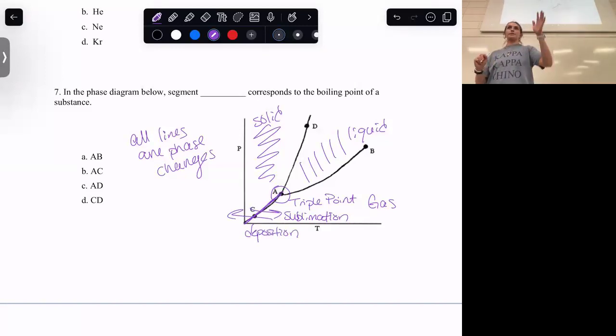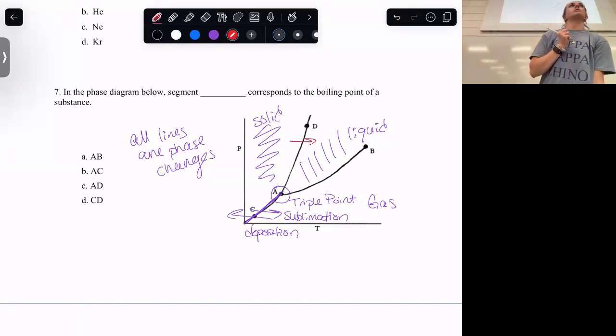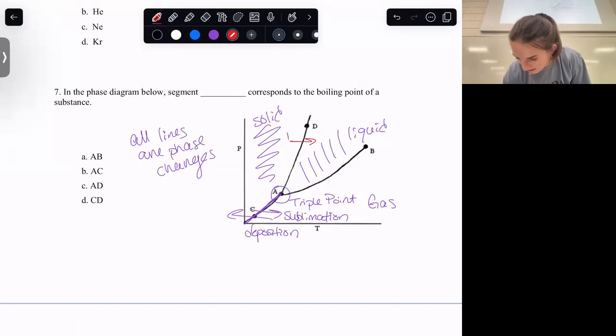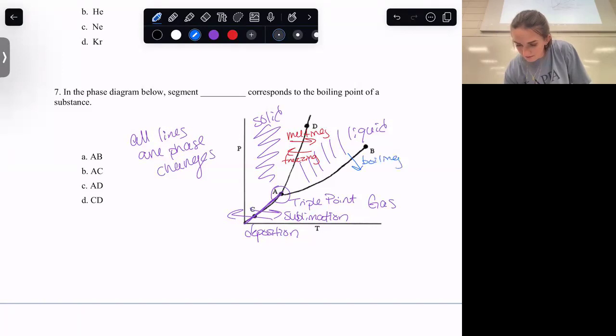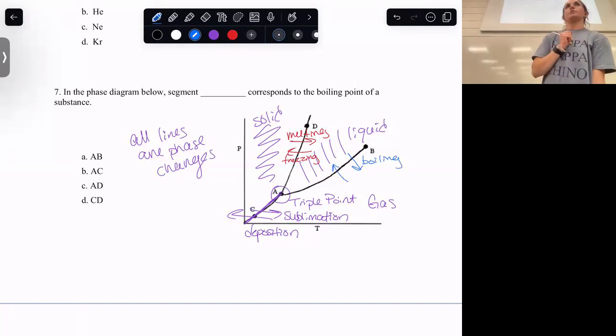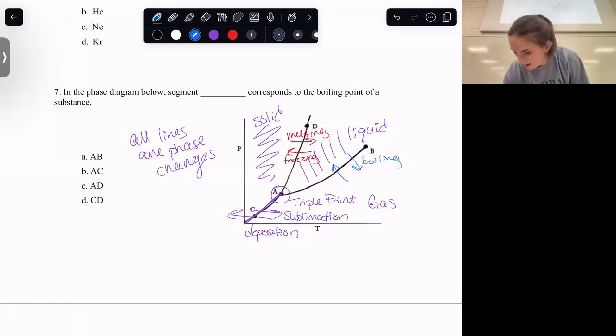If we're on the line segment AD, what are the phase changes happening there? We go from solid to liquid, what is that called? That's melting. What about the other way? Freezing. What about line segment AB? We go from liquid to gas. Boiling or evaporating, either one. And what about gas to liquid? Condensation.